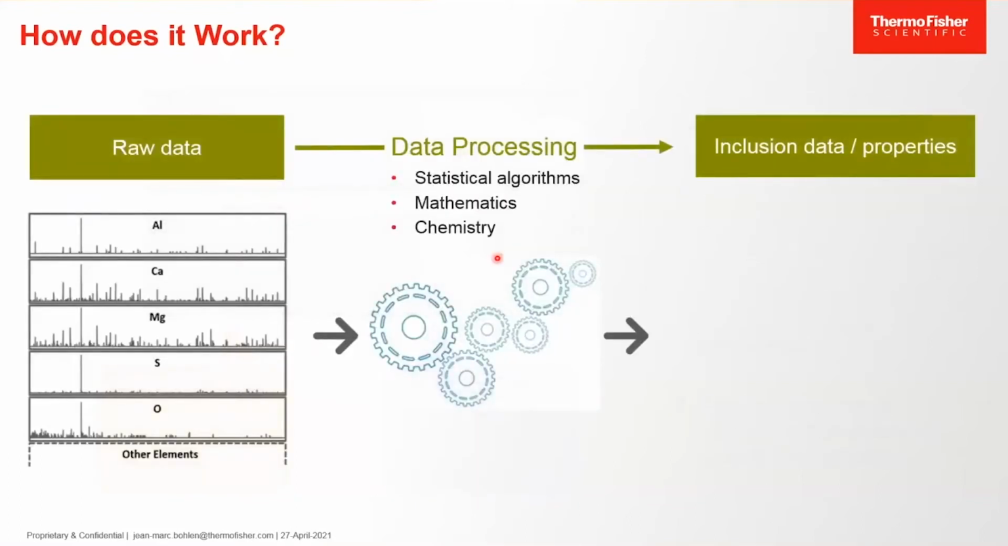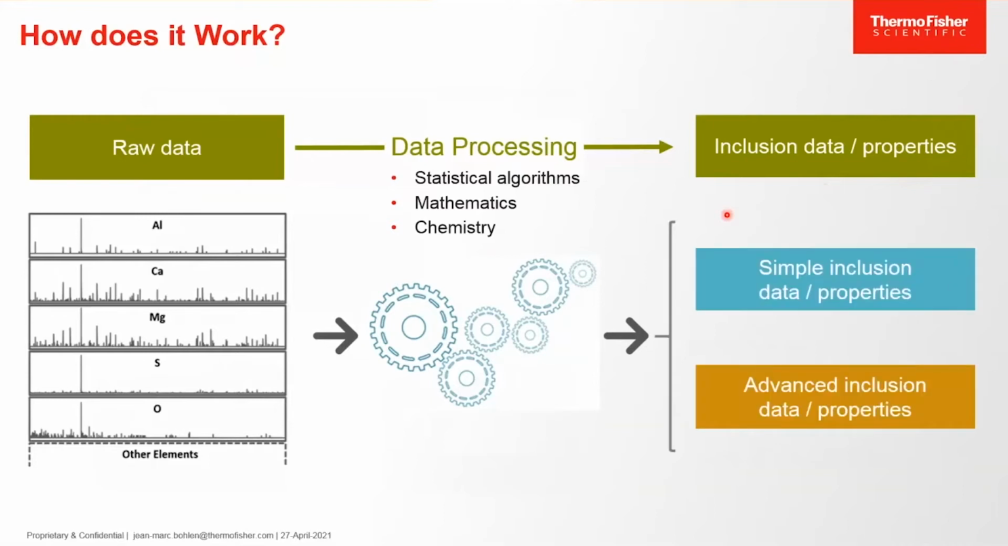The raw data presented here in the form of run charts on the various element channels. The raw data is transformed into inclusion data or properties by using statistical algorithms, so-called Spark-DAT algorithm, some mathematics, and some chemistry. Two types of data can be obtained: the simple inclusion data or properties, and the advanced inclusion data and properties. We'll see the difference in the following slides.